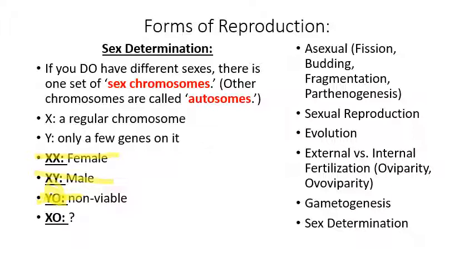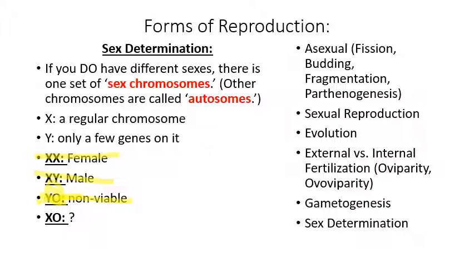So as I said, the X chromosome is a regular chromosome, the Y chromosome is not. And so if all you have is the Y and you don't have an X, you are non-viable. Non-viable means you cannot live. So viable means you can live. Viable comes from the word via, which means life. And so non-viable means if you have a Y chromosome and no X, you cannot survive.